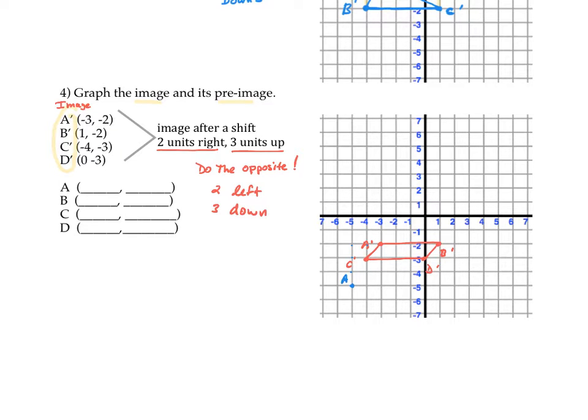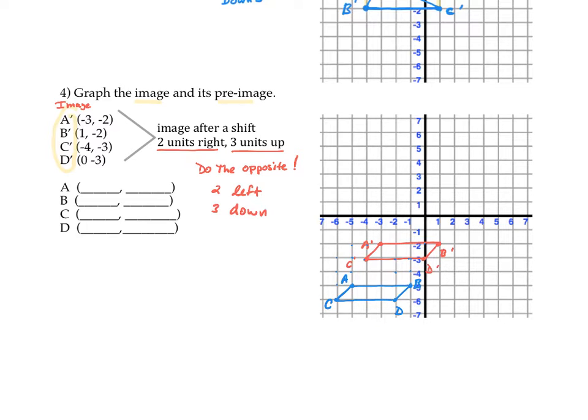Okay, with C, go 2 to the left, 1, 2, 3 down. Alright, and this is point C. Connect those two. Okay, with B prime, go 2 to the left, 1, 2, down 3, 1, 2, 3. That would be point B, connected to A. And finally D prime, go 2 to the left, 1, 2, and then down 1, 2, 3. And that will be our pre-image at point D.